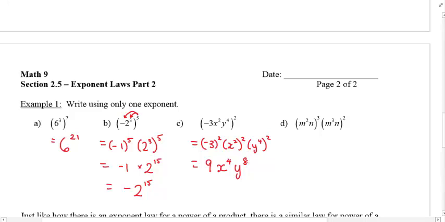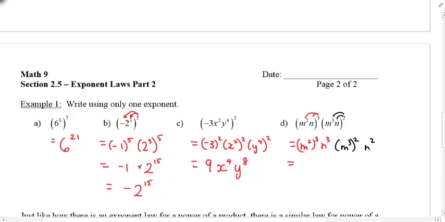Okay. And then do the same thing with part D. I know it looks scary, but nonetheless, same ideas. The m squared gets applied to the power of 3. The n gets applied to the power of 3. And then over here, we're going to do the same thing. So the m cubed gets applied to the power of 2, and the n gets applied to the power of 2.